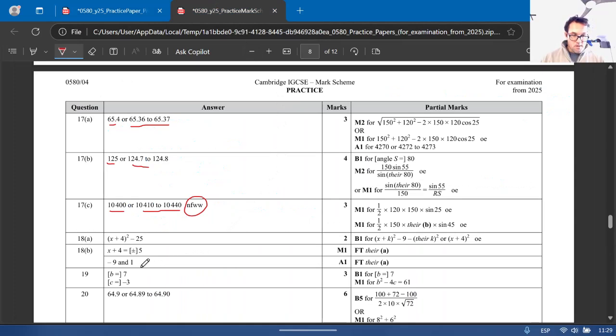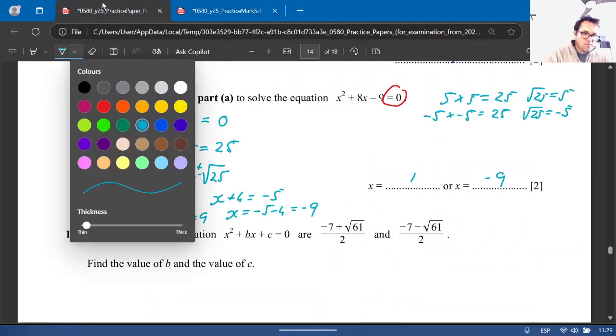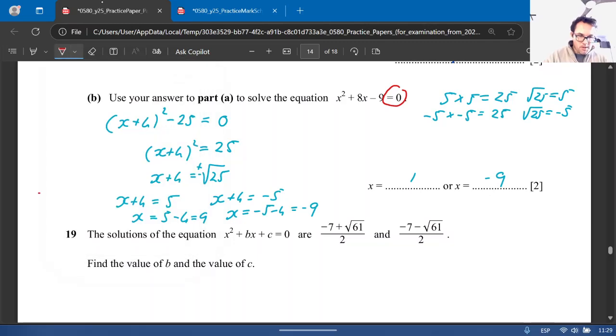Okay, minus 9. Follow through. So if you made mistakes before, but you do the right steps, you seem to get a method mark for getting up to this point here. Okay, let me highlight it. This point here. Getting x plus 4 equals either 5 or minus 5. And then a mark for both 1 and minus 9. Okay, you need to do a lot of work here to pick up those two marks.